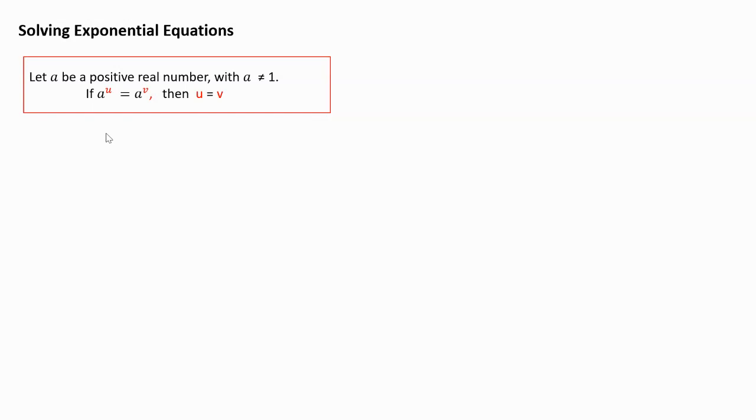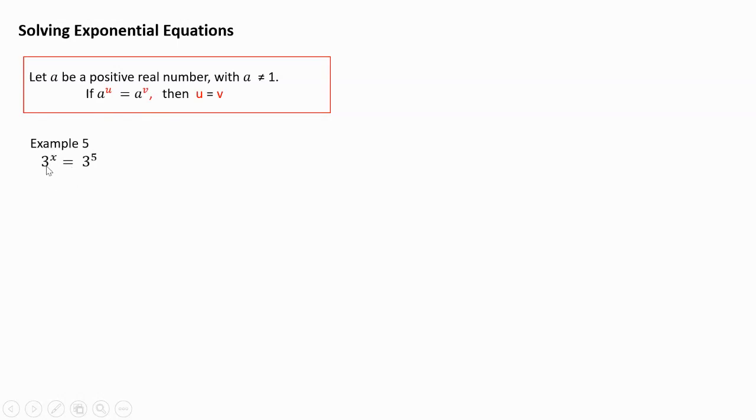If a to the u equals a to the v, then u must equal v. In other words, if you have the same base, right? A is called the base. If you have the same bases, then the exponents must equal each other. Let's do a real simple example here.